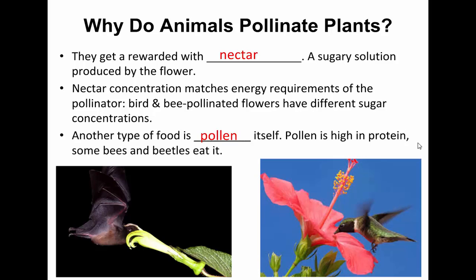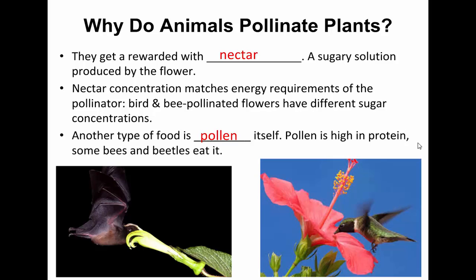Also, some animals actually eat the pollen itself. It's high in protein. Some bees eat it. Beetles can eat that pollen itself, and that's their food source. And so animals visit the flowers to get nectar, but then that's not pollen.